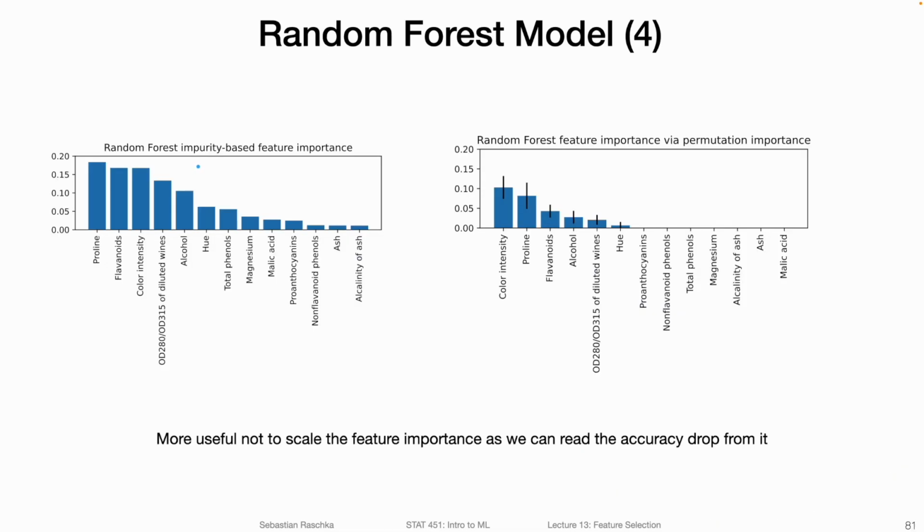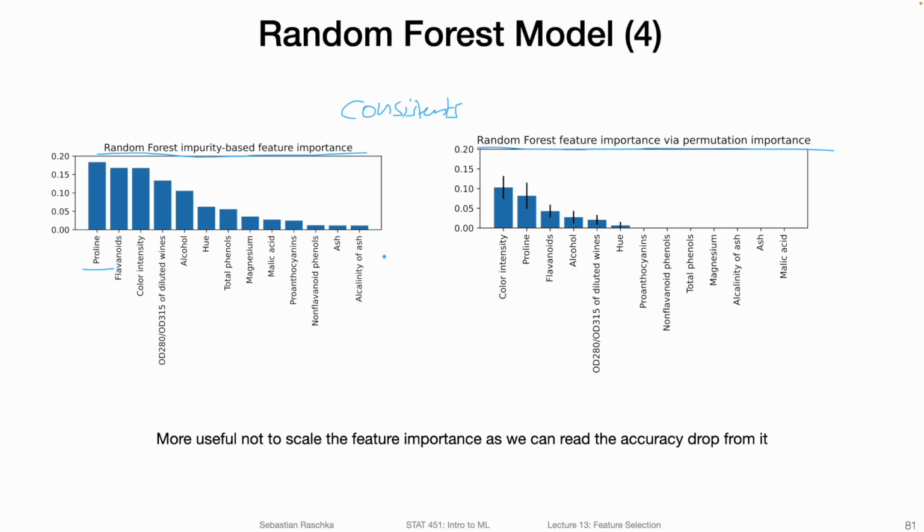Let's now look at the two methods for computing feature importance side by side. On the left-hand side, I have the random forest impurity-based feature importance, and on the right-hand side, I have the random forest feature importance via permutation importance. Often, based on my project experience, I find that these give very consistent results, which means that the ranking order of the most important features is often very similar or even identical. Here we can see it's not quite the case.